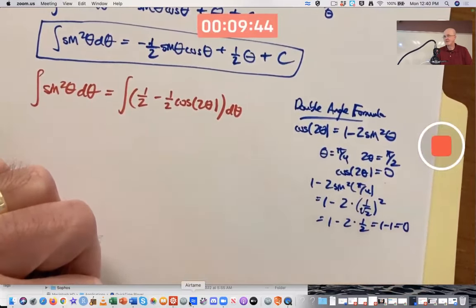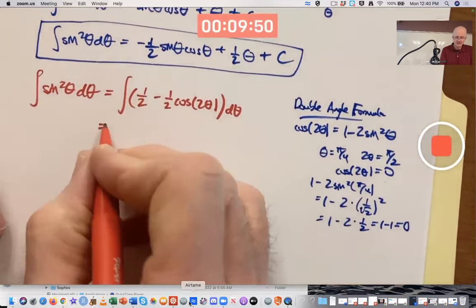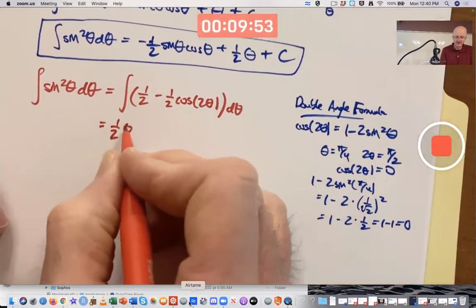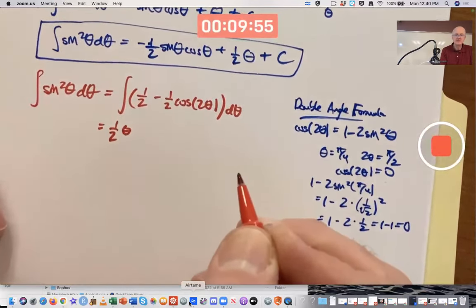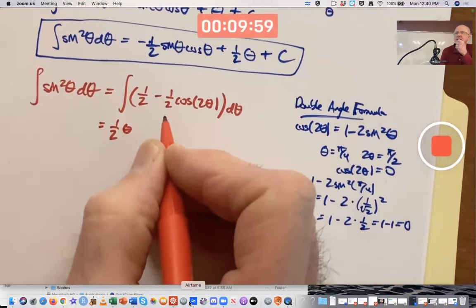That's not a proof, right? That's just checking a couple numbers, but it does work. And this integral is easy to do. Integrate 1/2, get 1/2 theta. Integrate 1/2 cos 2 theta.